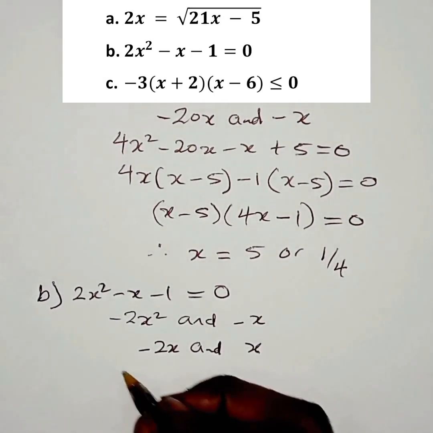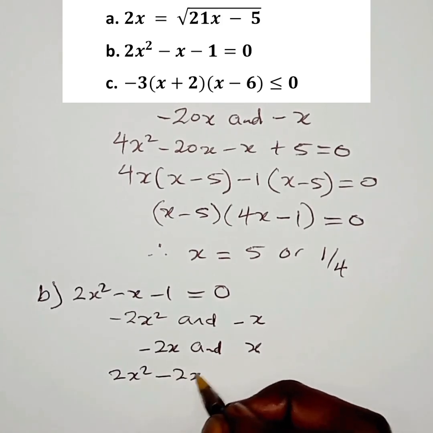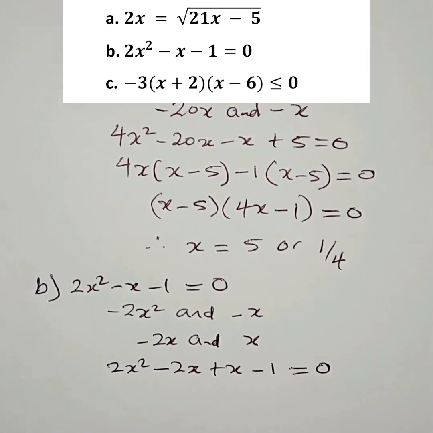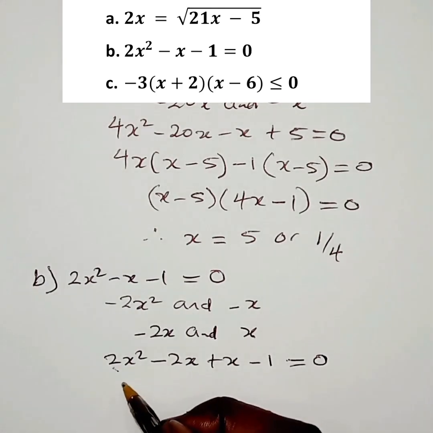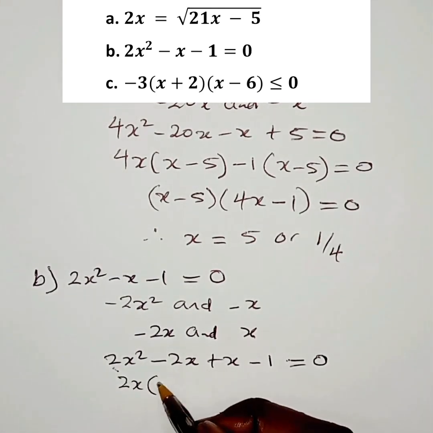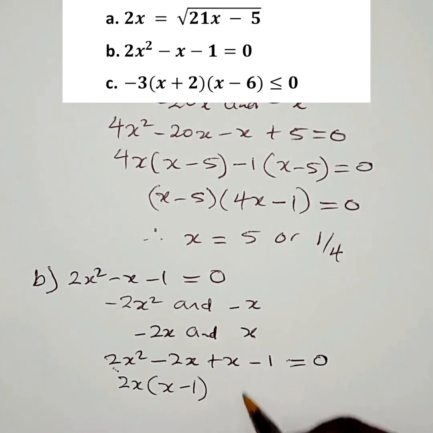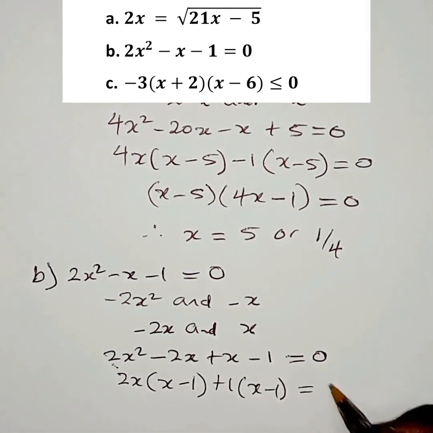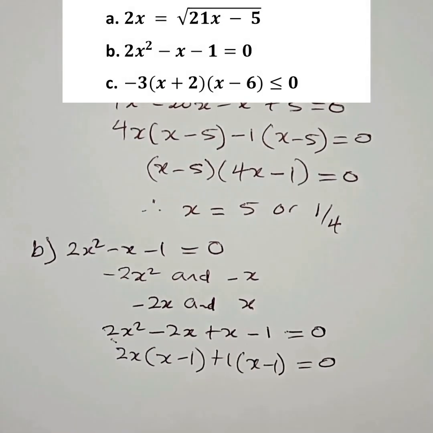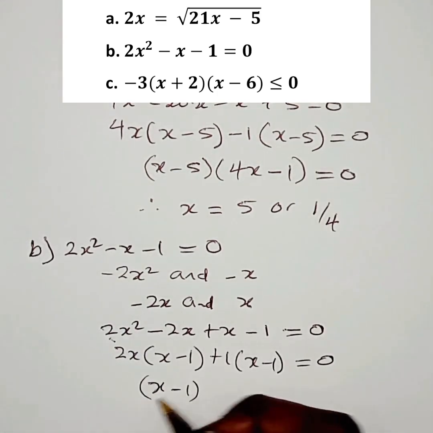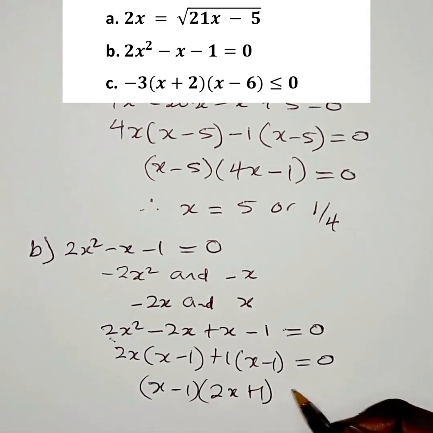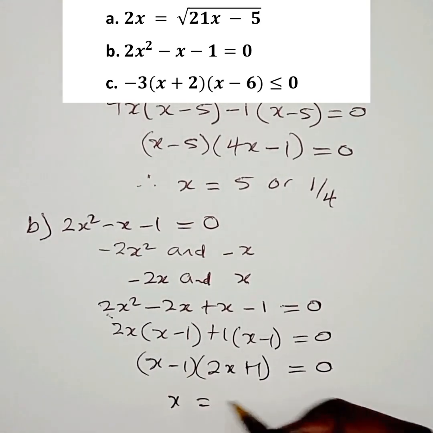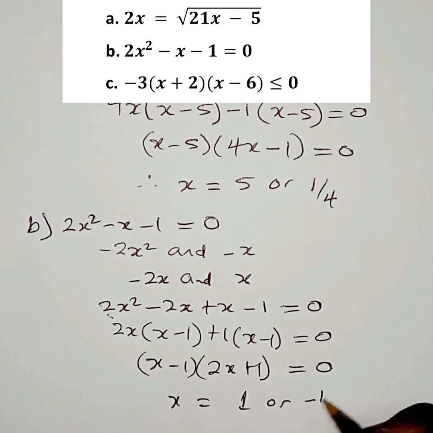All right, so we're going to say this is 2x squared minus 2x plus x minus 1 is equal to 0. We can now factorize this part. We'll take out 2x. We have x minus 1. On this one, we can just take out 1 because it is the common factor. 1x minus 1 is equal to 0. And then we take out x minus 1. We got x minus 1 into 2x plus 1 is equal to 0. Now we can solve our equation. Therefore, we say x is equal to 1 or minus 1 over 2.